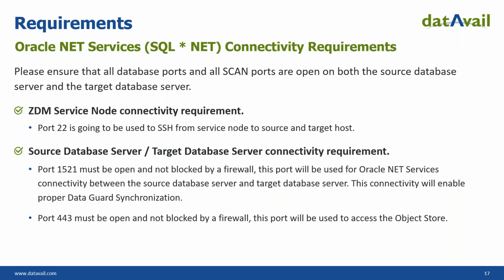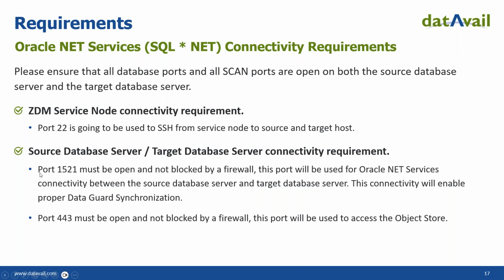And then we need to make sure that we can establish the SQL Net connection, and that ports 22 and 443 along with 1521 are operational between the database and JDM. So the JDM service node connectivity requirement is that 22 is going to be used for SSH from the service node to the source and target host. So from JDM to the source and JDM to the target database host, the SSH port should be open. It should not be blocked by a firewall.